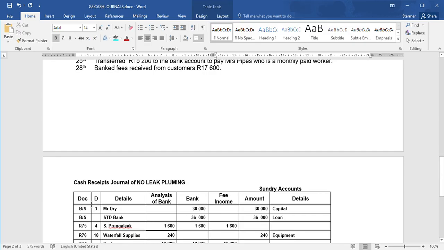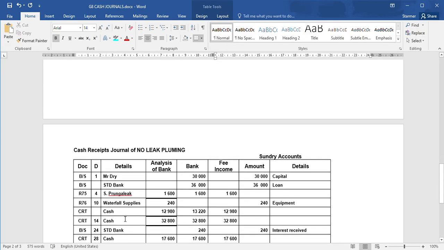So we have a document column, which is for the name and, if relevant, number of the source document. D stands for day that the transaction took place. Details is if you know the person giving you the money, otherwise you can just put cash here if you receive money from several people.